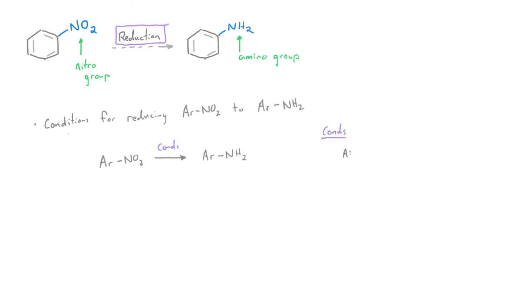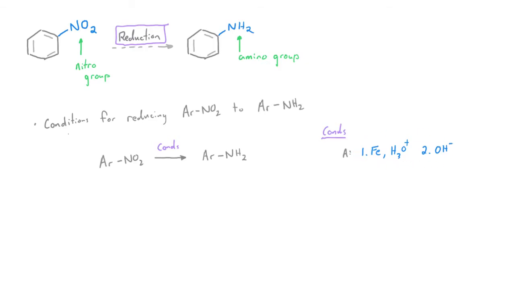Some of the most common methods for reducing nitro groups to aromatic amines include the use of various transition metals. For example, we can use iron as it's easily oxidized by the nitro group in the presence of acidic water to convert nitrobenzene into aniline.